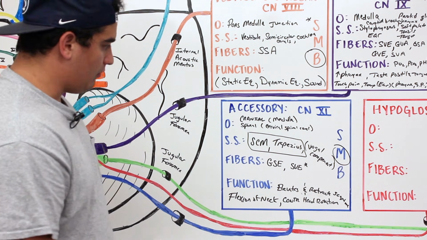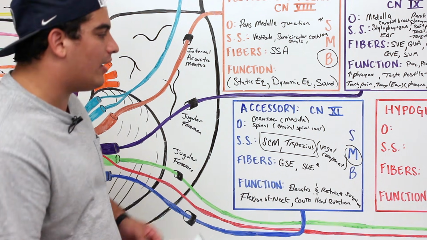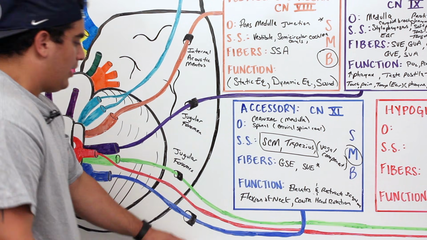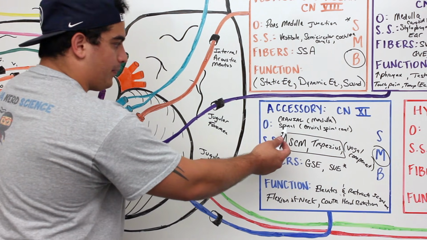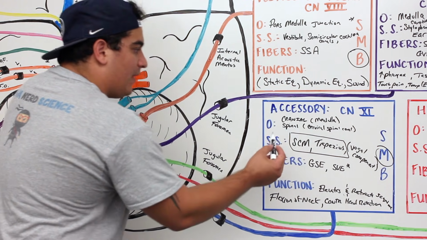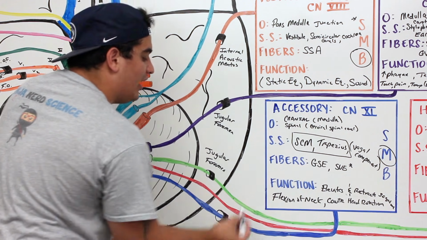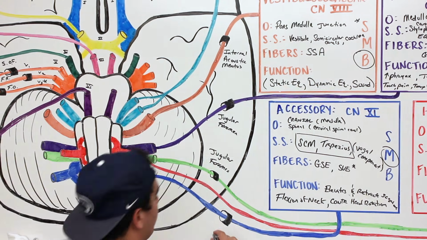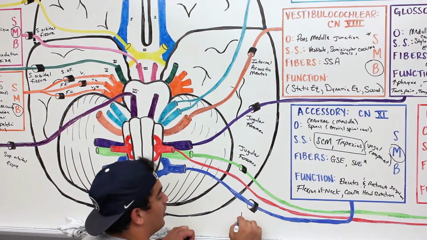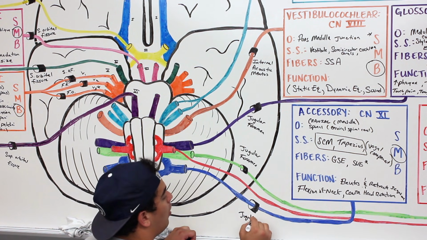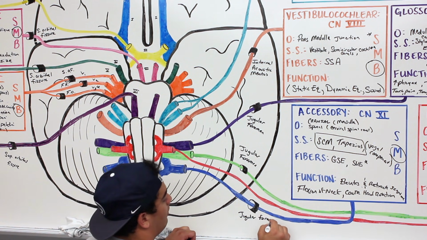Now, if we follow this guy, we've got to be very particular here. The cranial component, specifically when he exits from the medulla, moves through a hole within the skull called the jugular foramen. So he'll move within a hole in the skull called the jugular foramen.